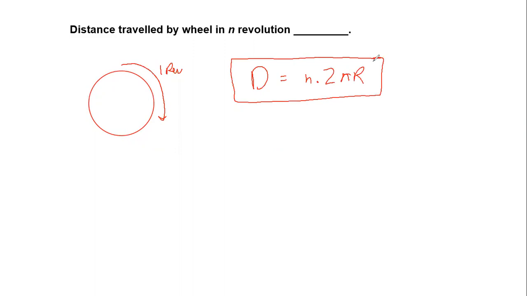In one revolution, it's 2 pi r. If it revolves n times, I'll simply multiply it with n. So the distance traveled by the wheel is given by n into 2 pi r, where n represents the number of revolutions. You need to understand this formula.